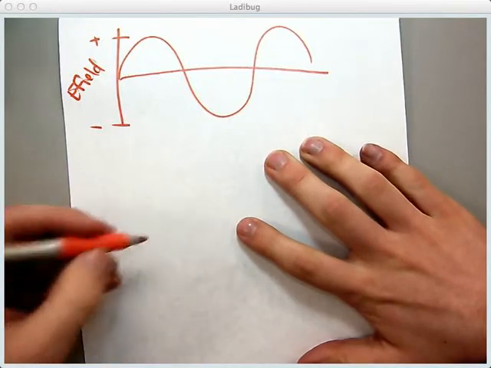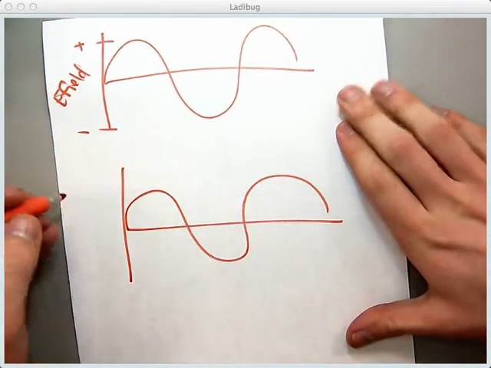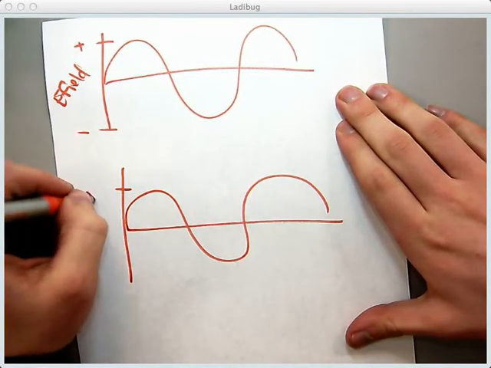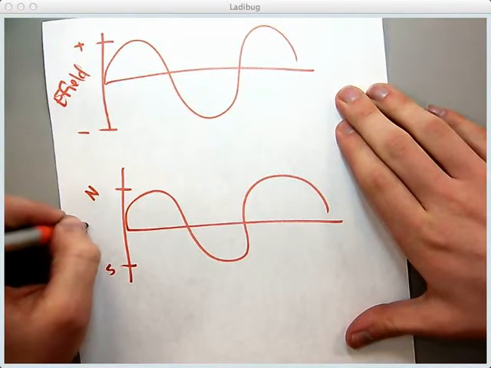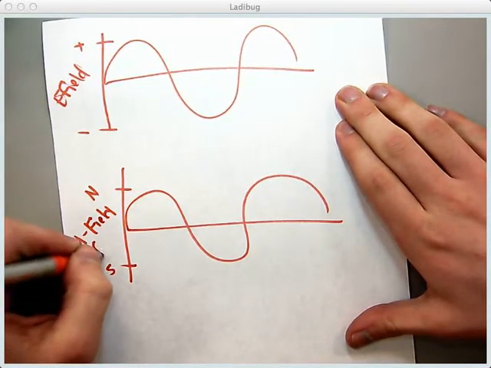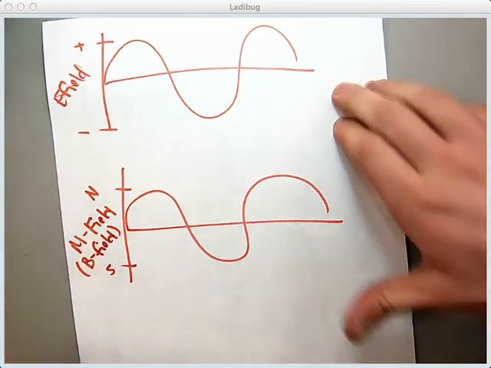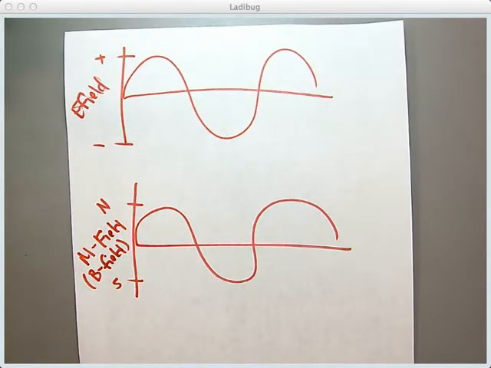And then I have another field, a magnetic field, that's going to oscillate between a north and south polarity. And for some reason, guys, we represent magnetic fields with the letter B instead of M. I don't make the rules.